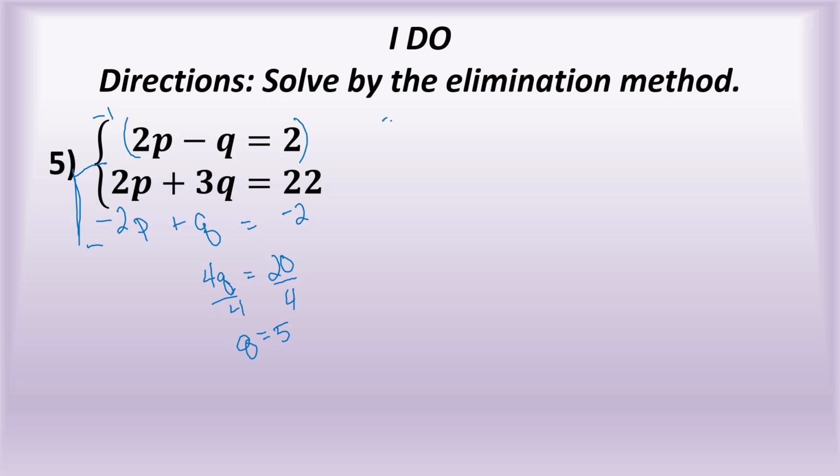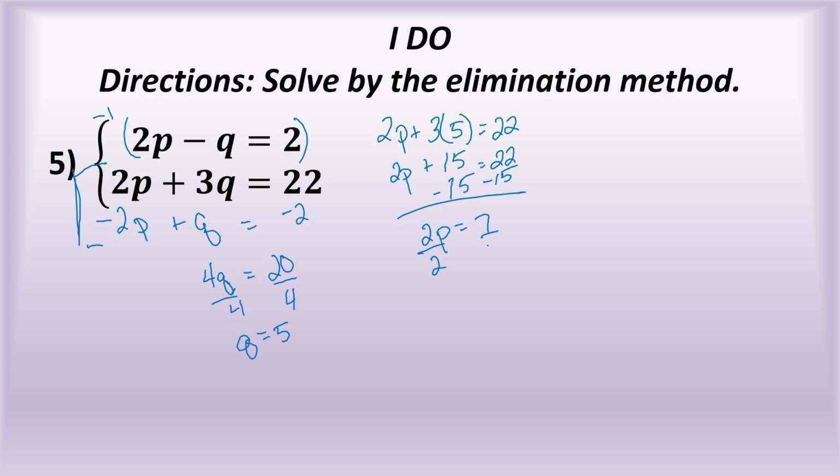All right, so we're going to plug in what we know. 2p plus 3 times q equals 22. 3 times 5 is 15. Equals 22. We'll subtract 15. So 2p is equal to 7. We'll divide by 2, and p is equal to 7 over 2.